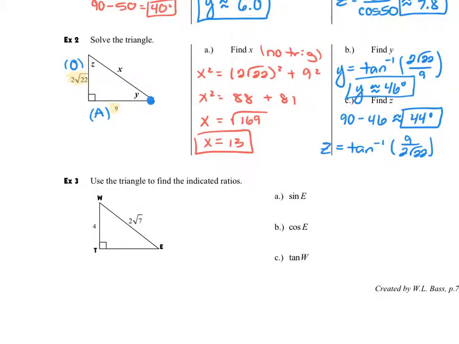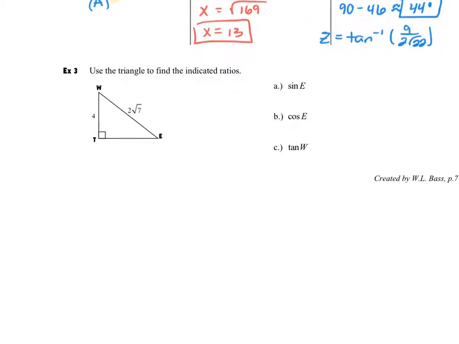Okay, our last bit that we're going to do here is we're going to find some indicated ratios, and these questions are often the hardest for students. When it says to find the indicated ratio, all that this is asking you to do is write a fraction. So for example, when it's asking you to find sine, cosine, or tangent, on the sine, it's wanting you to write the opposite over the hypotenuse. The cosine, it wants you to do the adjacent over the hypotenuse. And the tangent, it wants you to do the opposite over the adjacent.